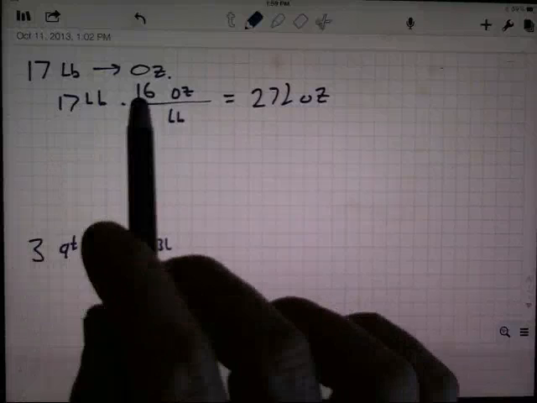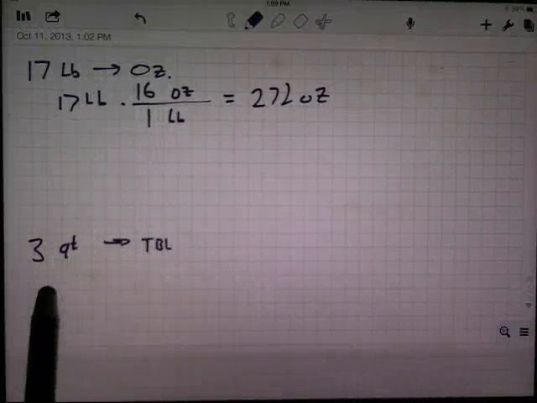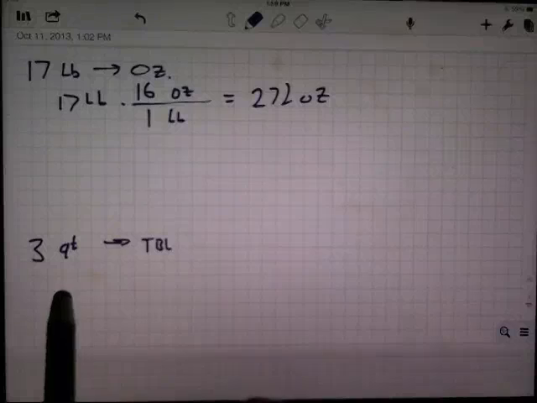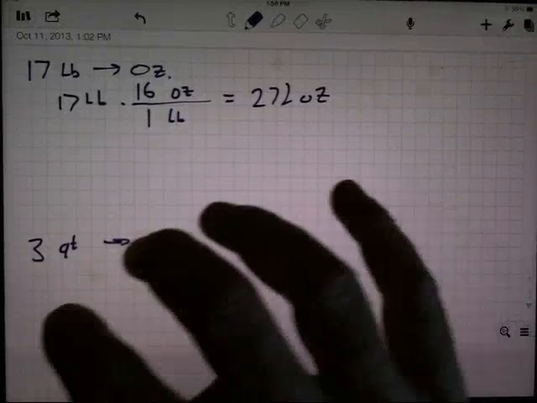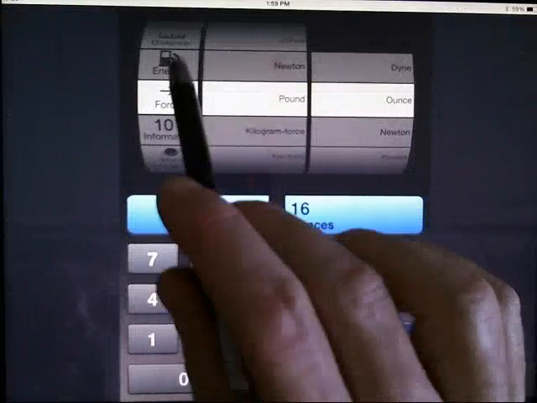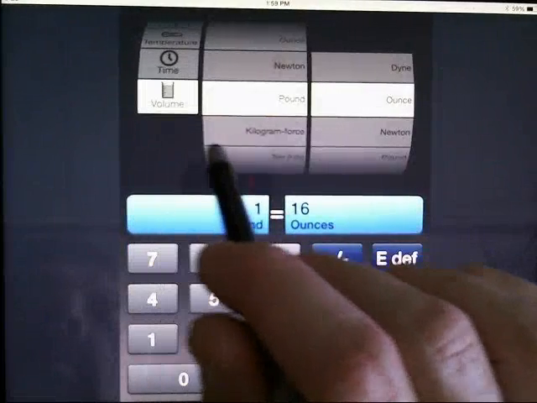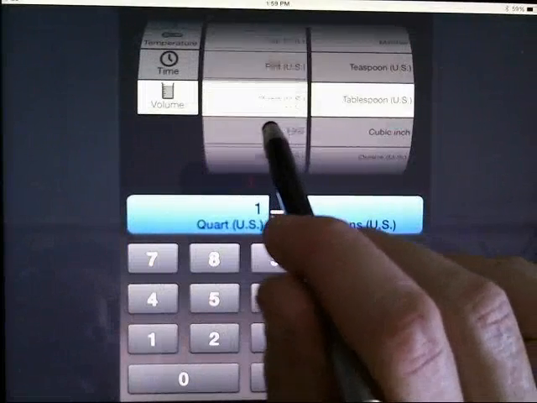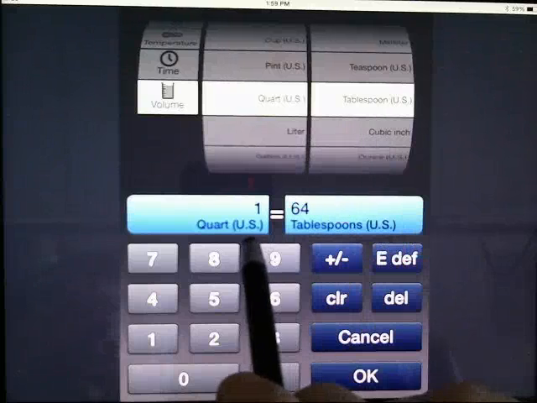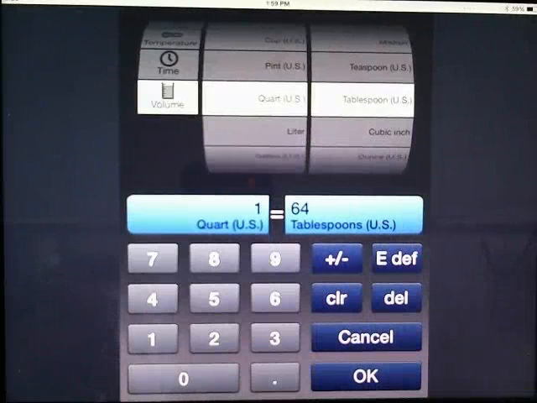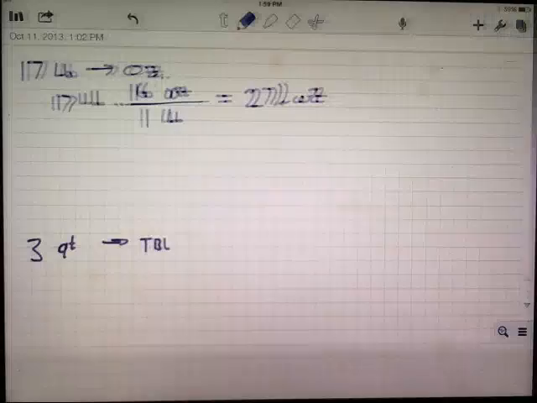Okay. How about quarts to tablespoons? Well, you might have known how many ounces are in a pound. I don't know how many tablespoons are in a quart. Goodness gracious, I have no idea. So I go check it out. Here, this is volume. And yes, I was checking it out here. 1 quart is equal to 64 tablespoons. All right, there's my exchange rate.